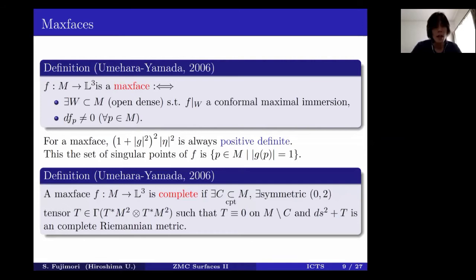Okay, since we have singularities, we define the completeness of the surface as follows. A maxface F is complete if there exists a compact set C and a symmetric two-tensor T such that T is identically zero on M minus C and ds² plus T is a complete Riemannian metric. So this means the singular set is compact in the domain, and then we modify the metric a little bit by adding this T. Then we get the complete Riemannian metric.